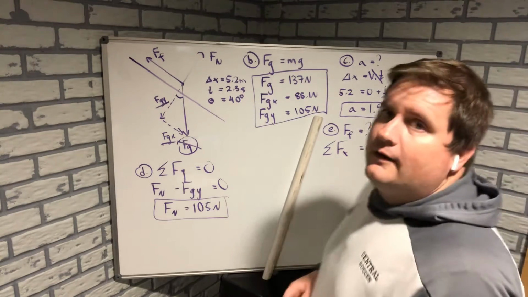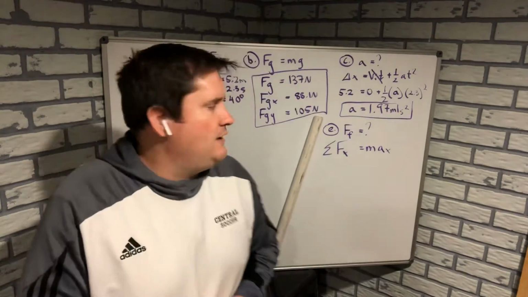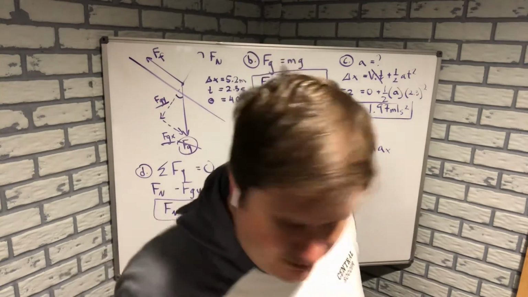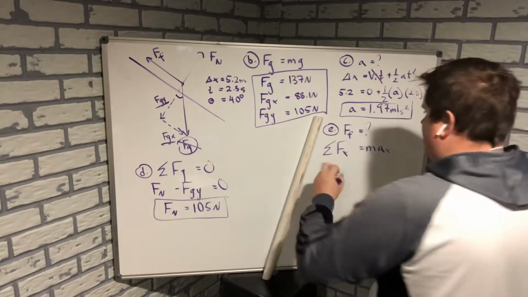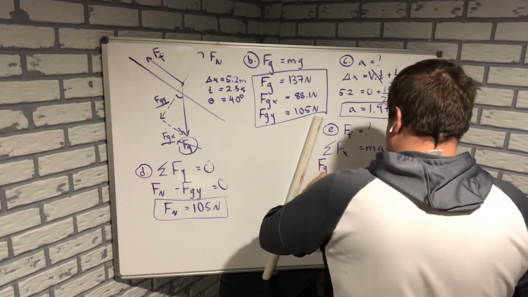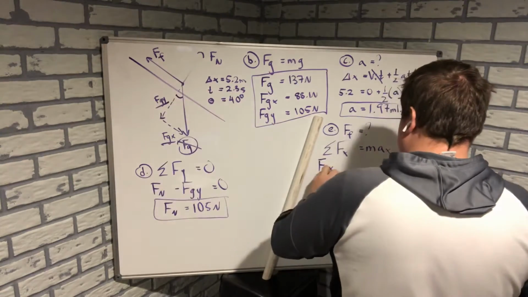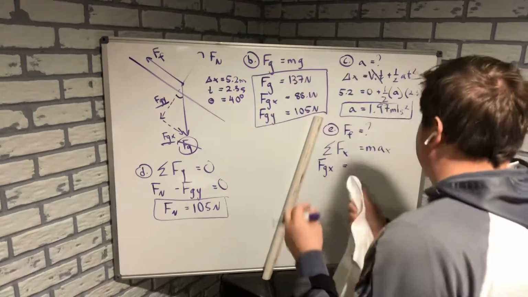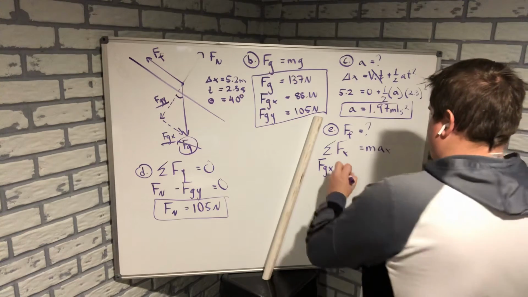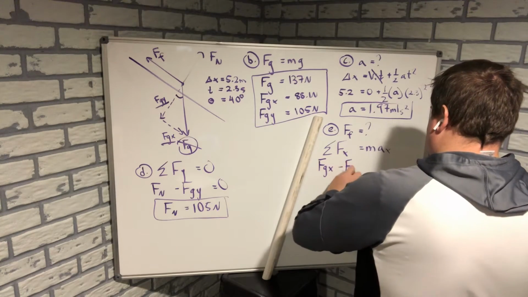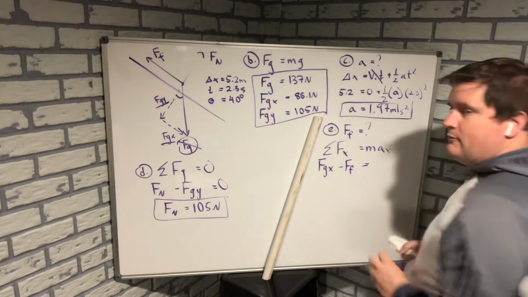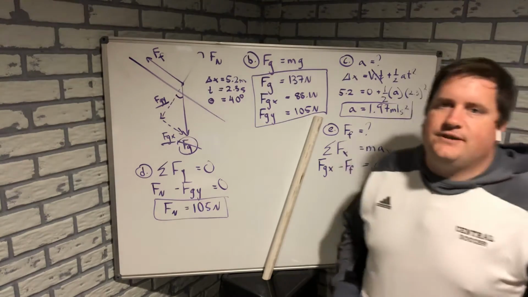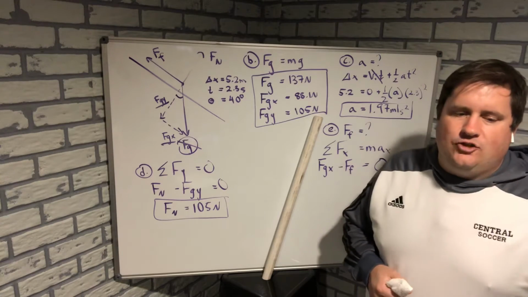And here's where the majority of you really made a huge mistake. You wrote out this equation and said, okay, we have forward Fgx minus backwards friction is equal to, drum roll please, you put a big fat 0 there. And that was a huge mistake.